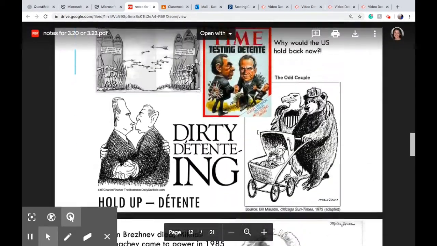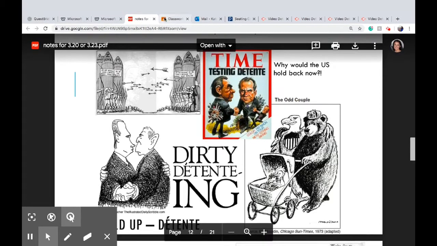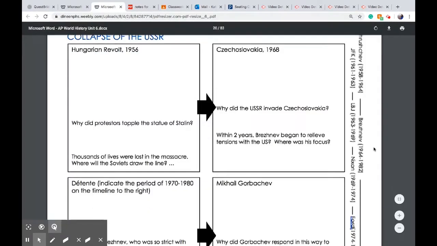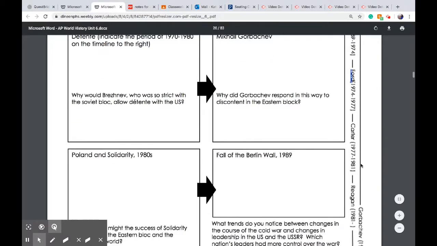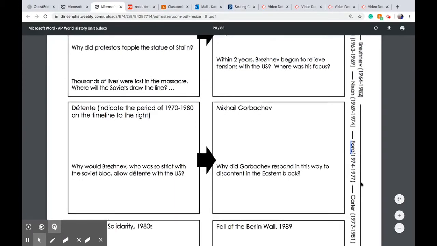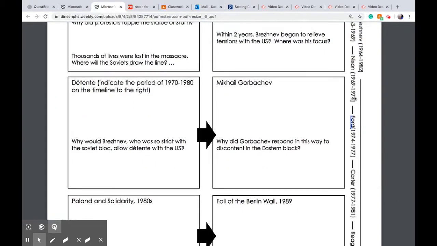Throughout most of Brezhnev's rule, I just like a lot of these interpretations of the relationship between Brezhnev and Nixon and other American leaders through this period. There should actually be a timeline on your worksheet showing who was President of the United States and leader of Russia throughout this entire period.